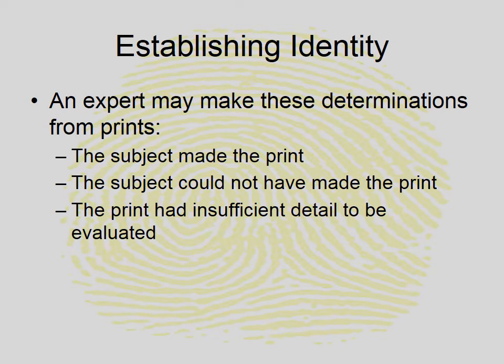So fingerprint experts can make these determinations. They can say with almost certainty that a subject made a particular print. They can also say there's no way that this person made this print. Of course, you have to have the print and also a known comparison print. So you have to know where your comparison print came from. You have to be able to testify, we know that this came from John Doe. And the final thing that happens more than people probably know is that there's just not enough detail to evaluate the print correctly. You have to have sufficient detail to make a determination, and that happens a lot.